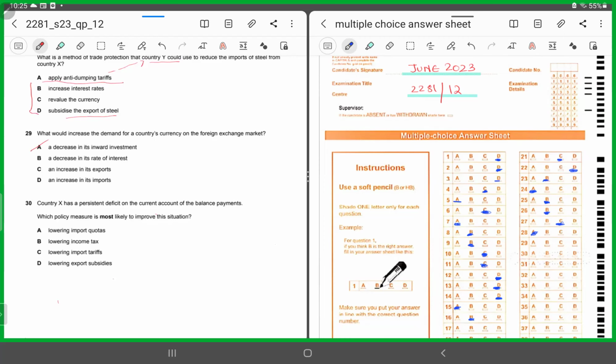B says a decrease in its rate of interest. If there is a rate of interest decrease, the demand for a country's currency would have been falling and not increasing. But in this case, they're asking you for an increase, so you can chop B off.